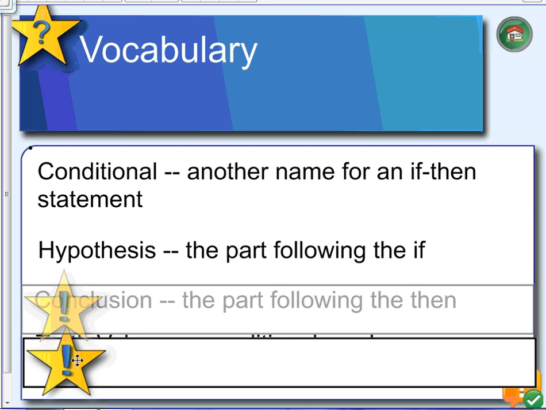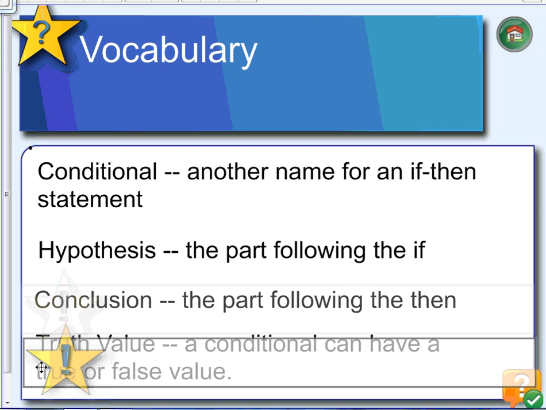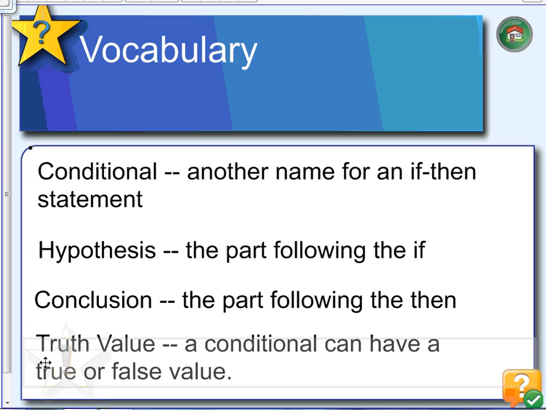And last but not least, we have the truth value. The truth value is when a conditional can have either a true or false value. A conditional statement is either always true, or you can disprove it and say that it has a false truth value because you find a counterexample.